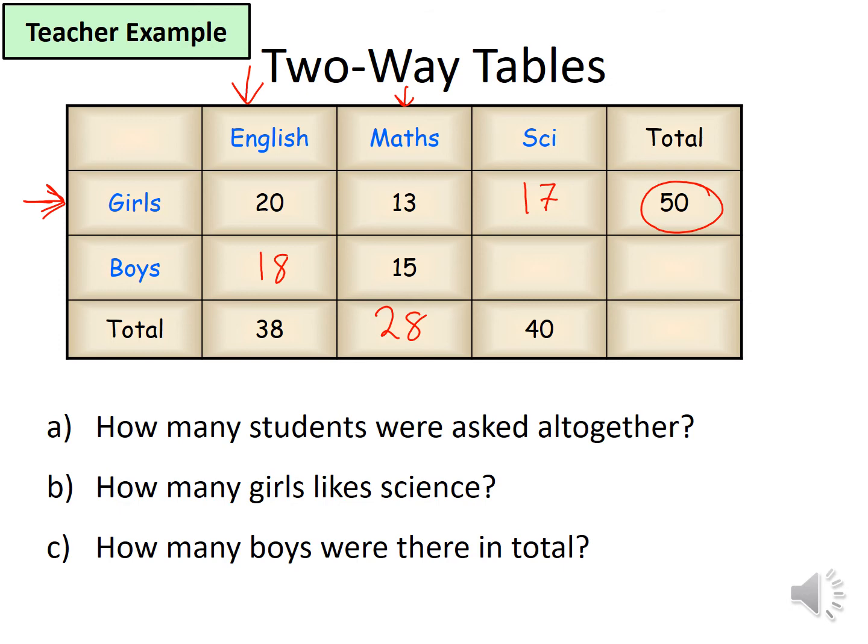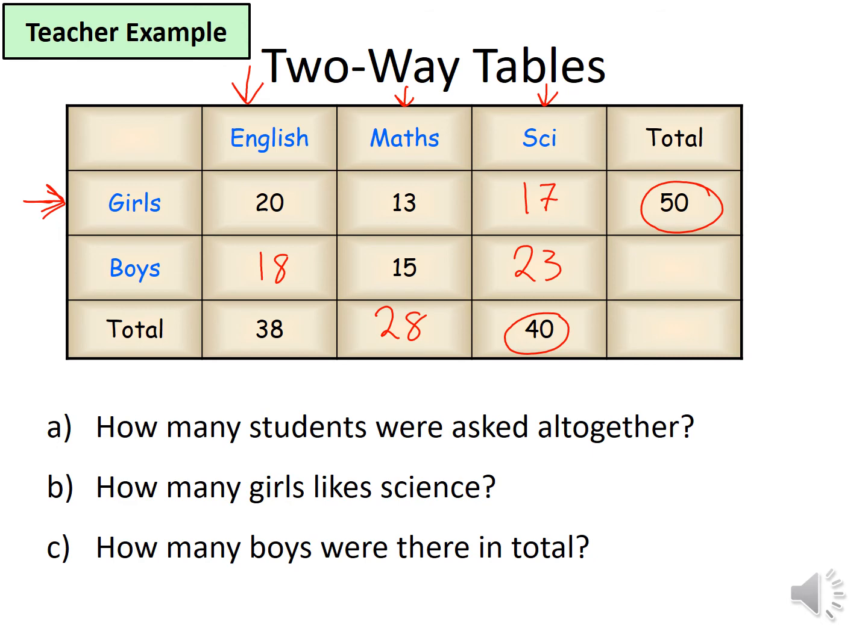Okay, we can now go back to the science column, this column here, because there's only one missing bit of information. If there are 40 people in total studying science and 17 are girls, how many are boys? I'm going to do 40 take away 17, and that's going to give me 23.